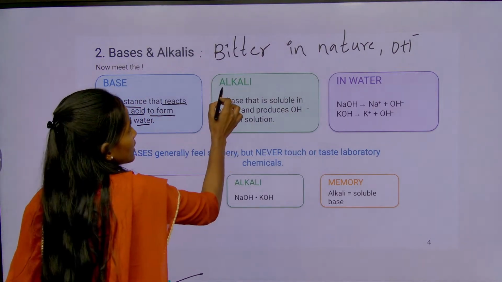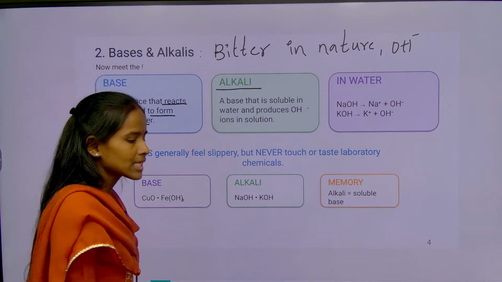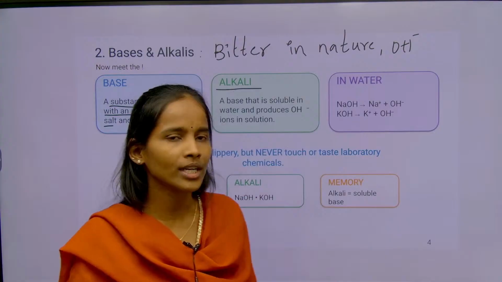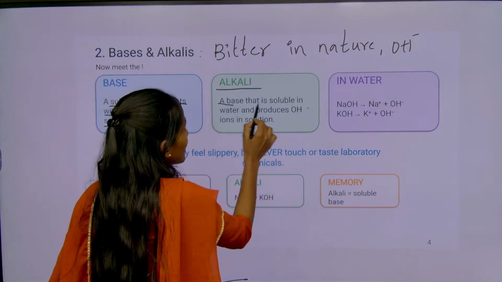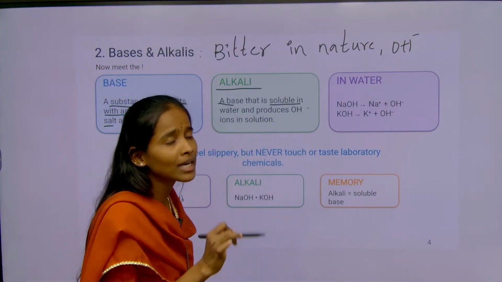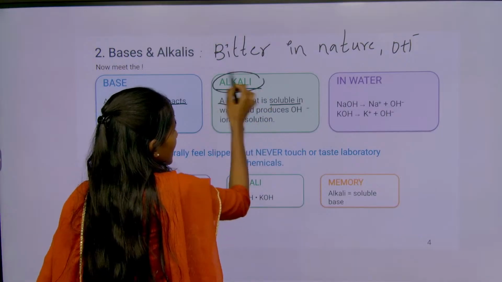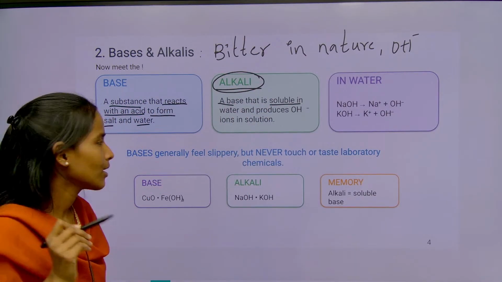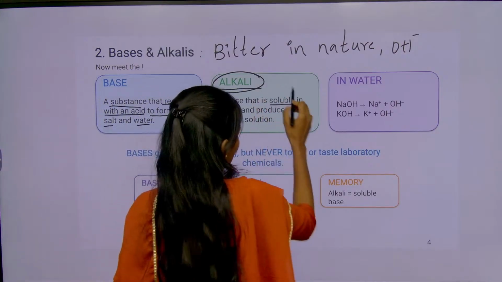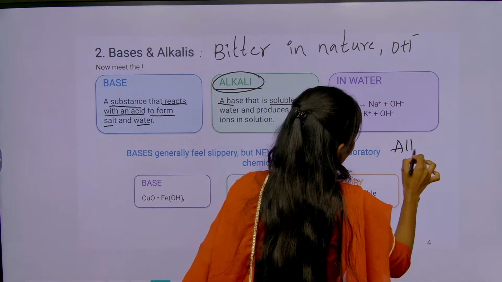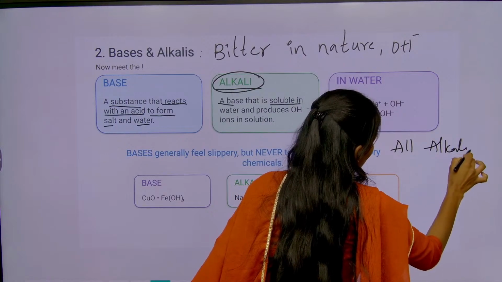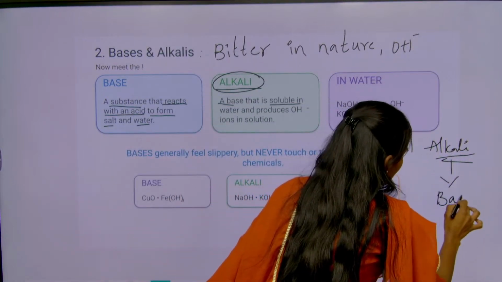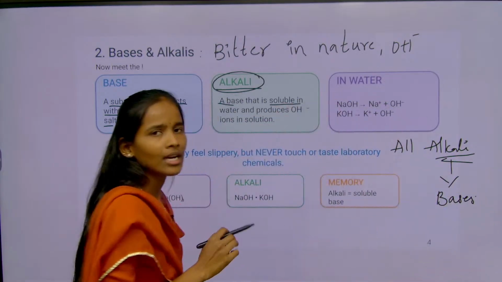There are so many bases. Some bases will dissolve in water and some will not. The bases which dissolve, which are soluble in water, we will call alkali. Alkali means the bases which dissolve in water. Here we can say all alkalis are bases, but all bases are not alkali.